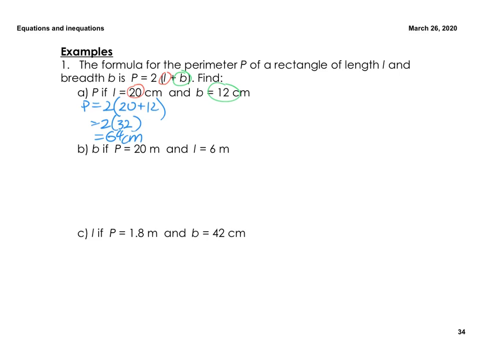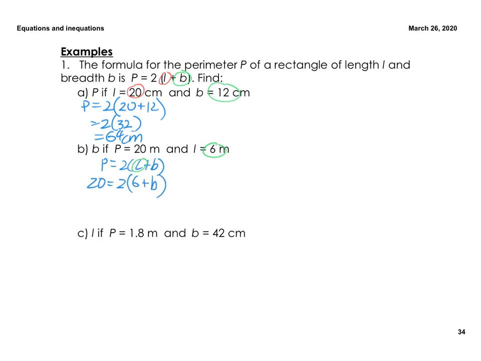Alright, next one. So we need to find B. So let's sub in. So P equals 2 bracket L plus B. So we need to find B. So we know P is 20. 20 equals 2 bracket. We know L is 6. That's our L there. So 6. And we don't know B.